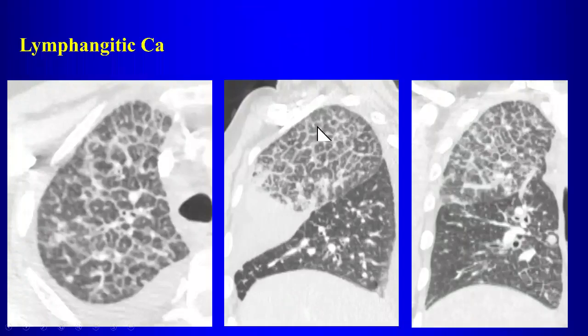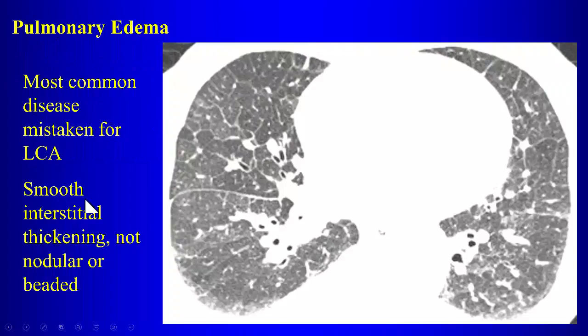Here's another very typical appearance. Notice the secondary pulmonary lobules are very well outlined by the interlobular septal thickening, but it's not smooth. It's kind of lumpy, kind of thick, and somewhat nodular, those interlobular septae. So when you see that, you think of lymphangitic carcinomatosis.